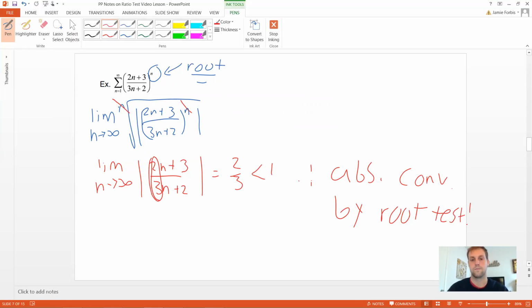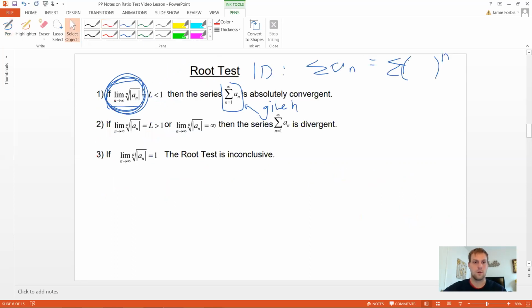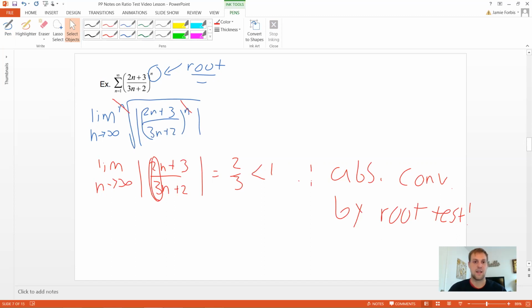Wait, so does it matter that when you raise the a sub n to the power of n that it was inside the absolute value? No, it does not matter. Okay. Yeah, I had the same question when I started doing this and learning this, and no, it does not matter. Some teachers write it on the outside of the absolute value, but I don't, because that's not what it says. But no, that does not matter.